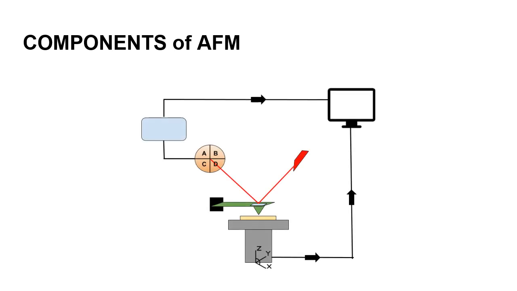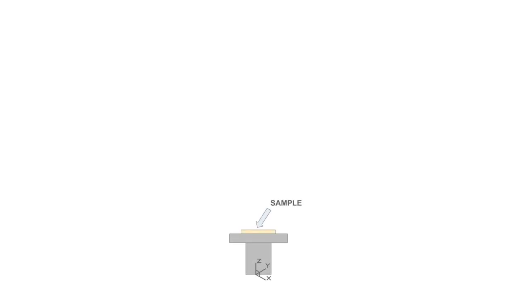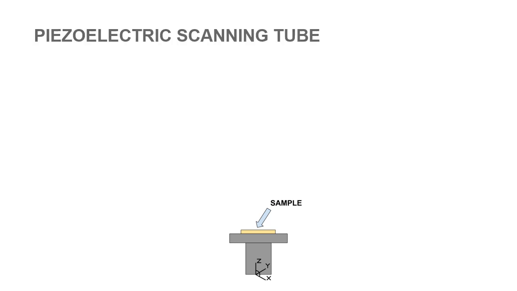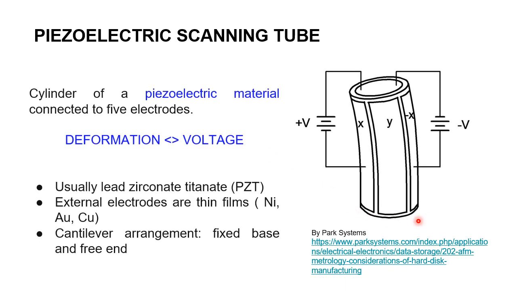Now we will talk about the components of AFM. Here is a schematic diagram showing each of the components of this technique. In the previous diagram, we had a sample placed in a holder which was attached to a tube. This tube is known as the piezoelectric scanning tube. Here you have a more detailed image of how it looks.